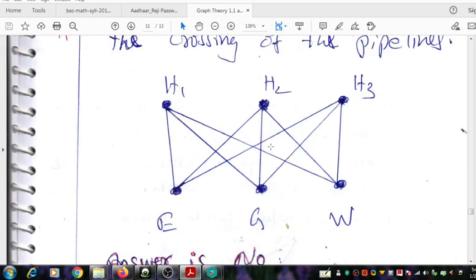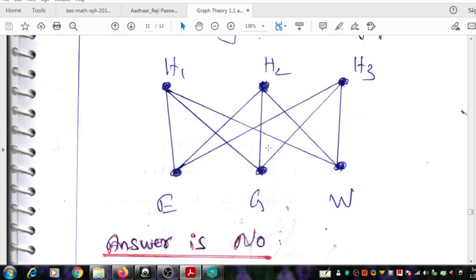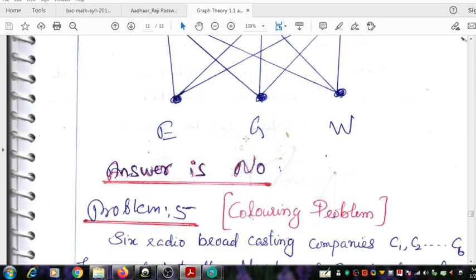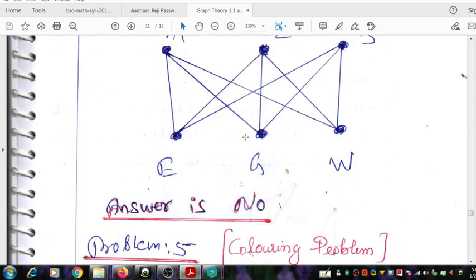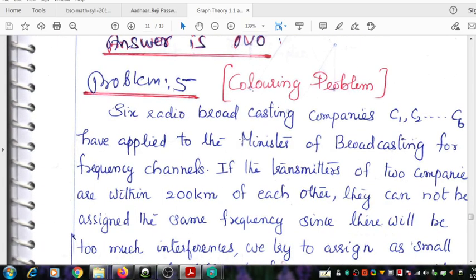That is the answer. But for explaining it further, you need more ideas that you are going to study in your future classes. So I am not going to get into the details of that solution. Now coming to the fifth problem, the coloring problem.